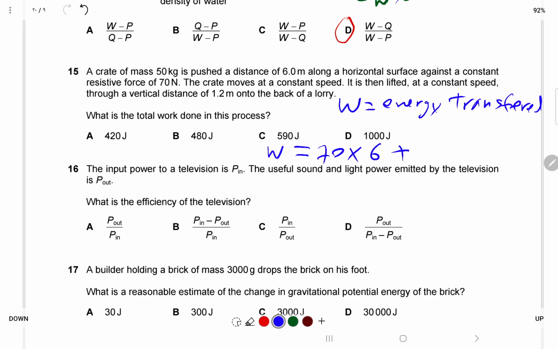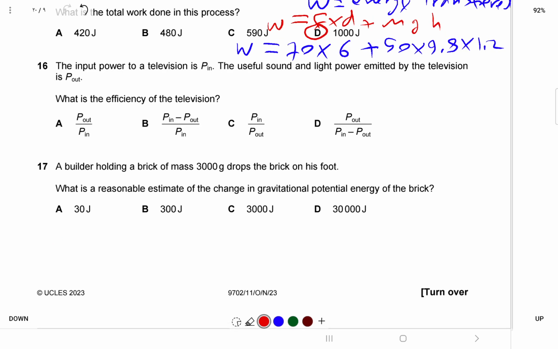So let's write it here. W equal force times distance plus mgh. Mass is given, 50 times 9.8 times the height, which is 1.2. And then on the calculator you get option D is the correct answer. So option D is 1000. That's the correct answer.